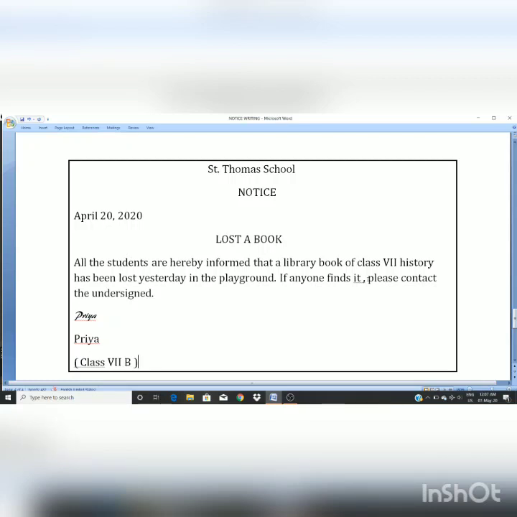Then, all the students are hereby informed that a library book of class 7th history has been lost yesterday in the playground. If anyone finds it, please contact the undersigned. You can also add something like a treat will be given, if you want to bargain with the students. Okay, yeah, if you want to. After that you just put the signature, after that your name and your class, because no particular designation is given here, so only writing the class will be enough.